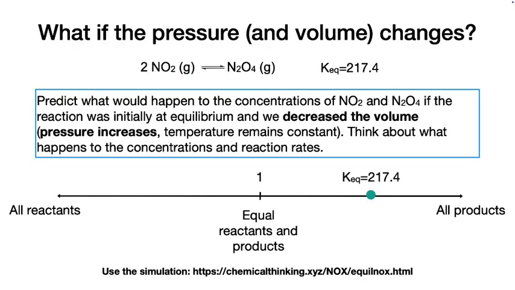So predict what would happen to the concentrations of NO2 and N2O4 if the reaction was initially at equilibrium and we decreased the volume. Okay? When we're decreasing the volume, what's that going to do to the pressure? The pressure is going to have to increase. Why do we know that?